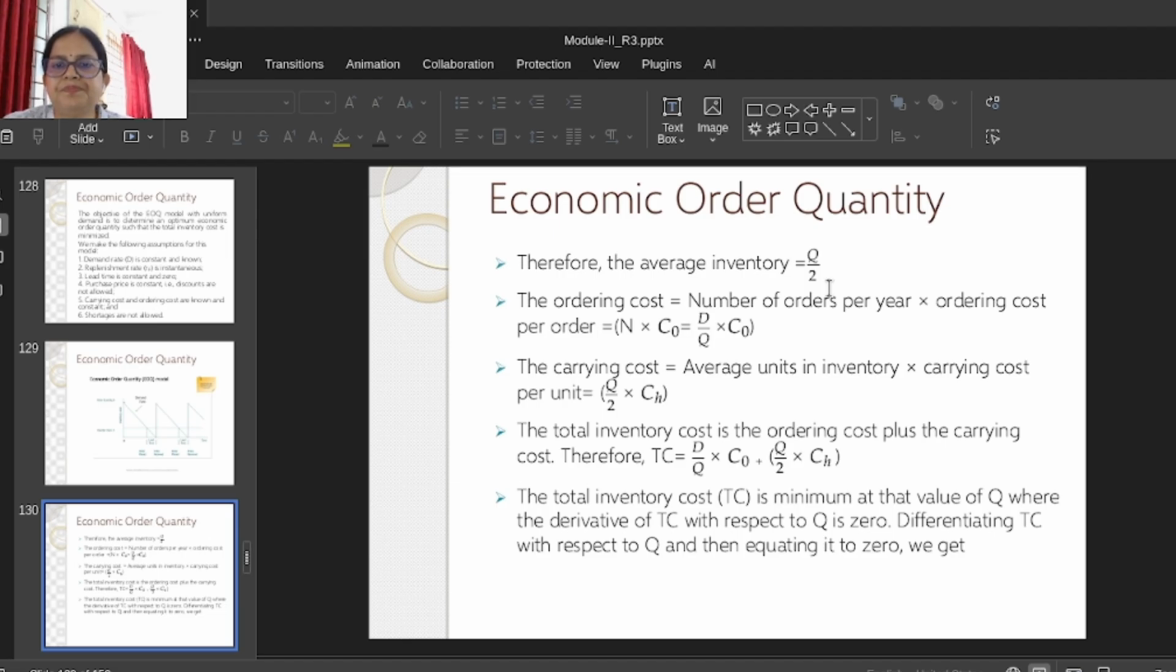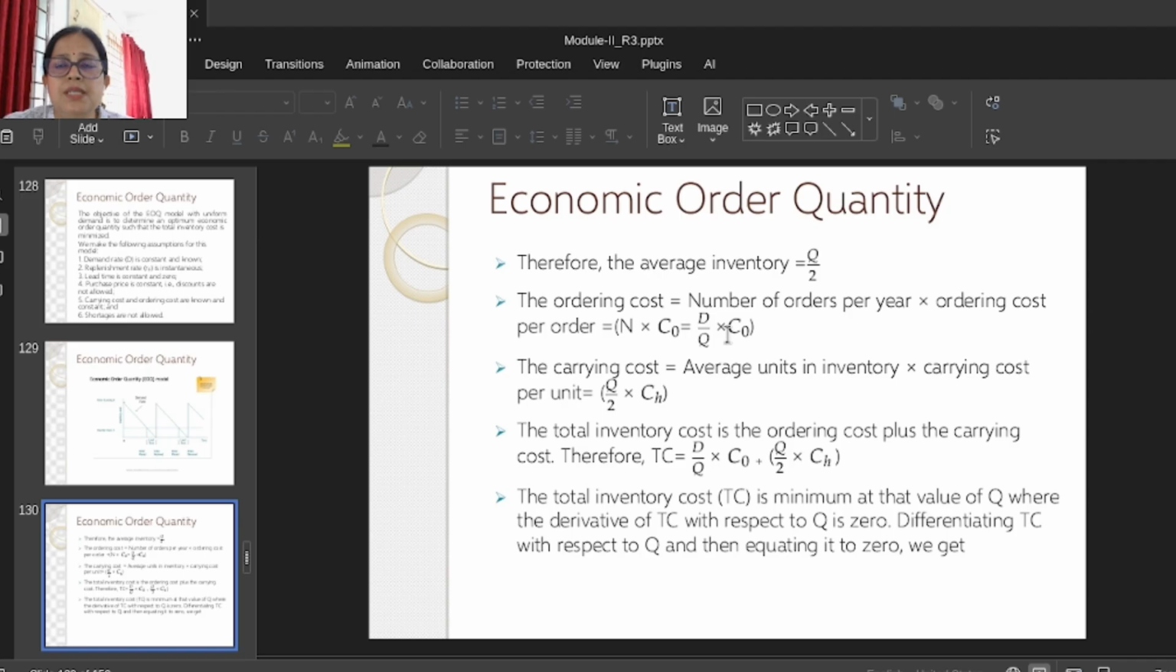So first see, suppose the annual demand is D. So what will be the number of orders? The number of orders will be D by Q, because in a single order we are ordering Q quantity or amount of the product or materials.